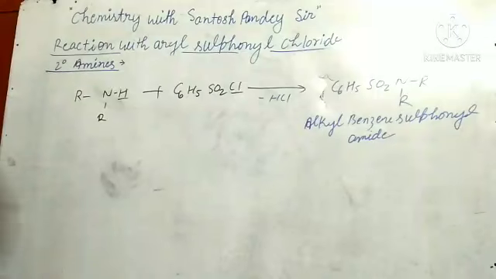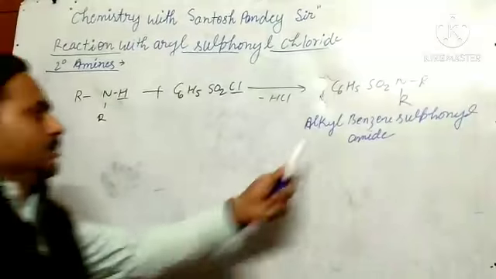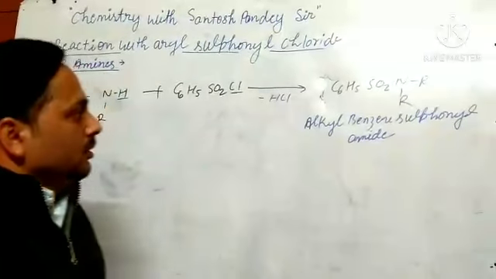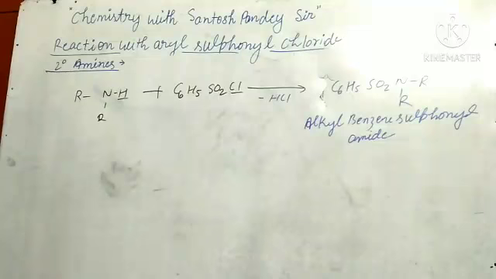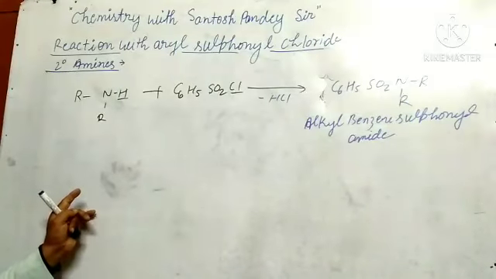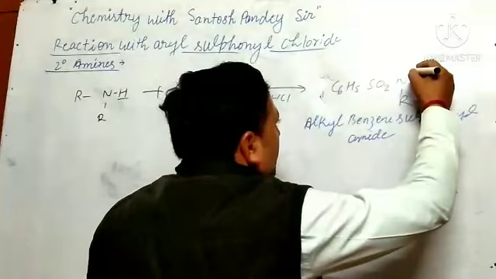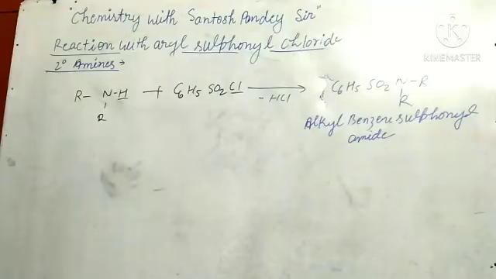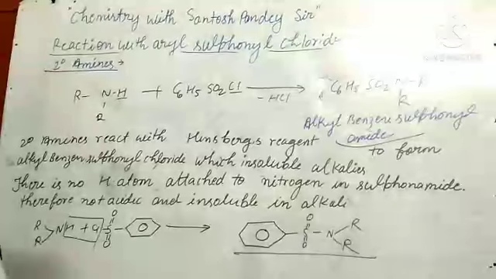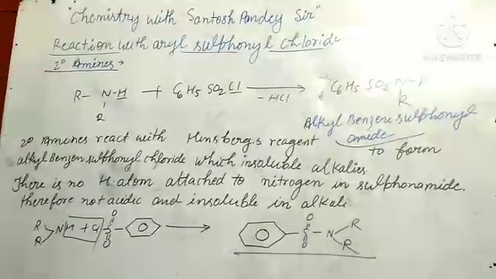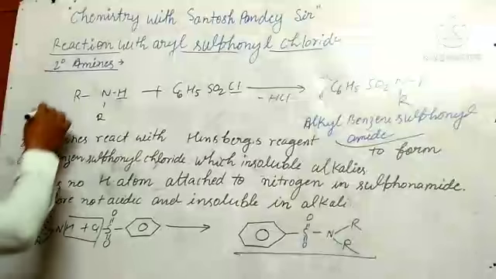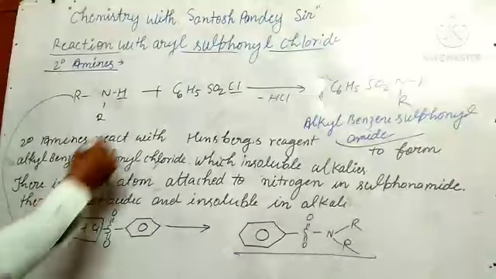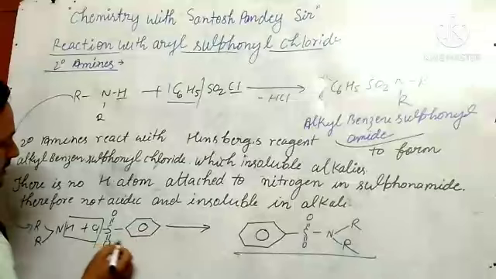So we can write: secondary amines react with benzene sulfonyl chloride to form alkyl benzene sulfonamide, which is alkali insoluble due to the absence of a hydrogen atom on nitrogen. Let us write that also. This reaction can be written like this also. Here I wrote the formula only, and here I wrote it with symbols.